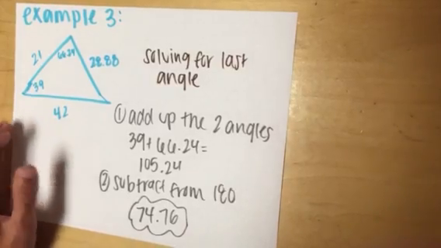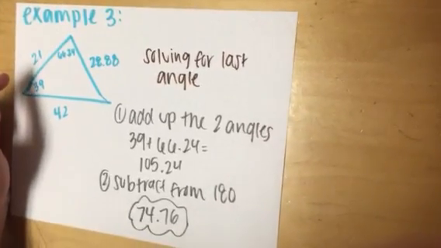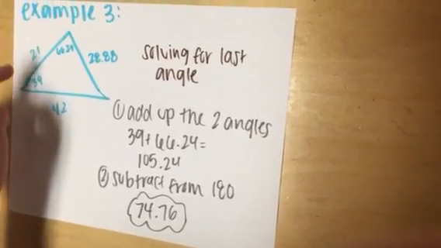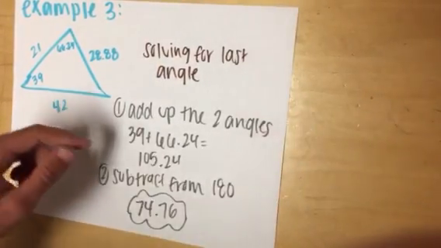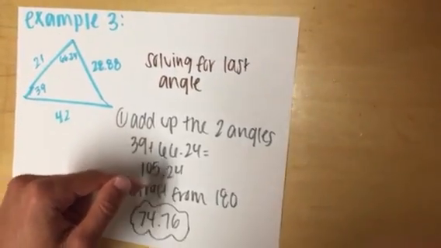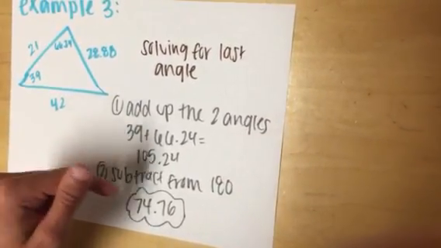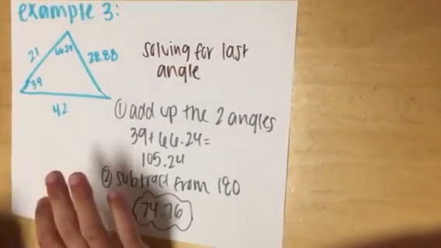And this is our last slide. Continuing on with example 3. There's what we have so far, and we have to find the last angle. You just add up the angles. 39 plus 66.24 equals 105.24. We're going to subtract that from 180, and you get 74.76. That is a long video.